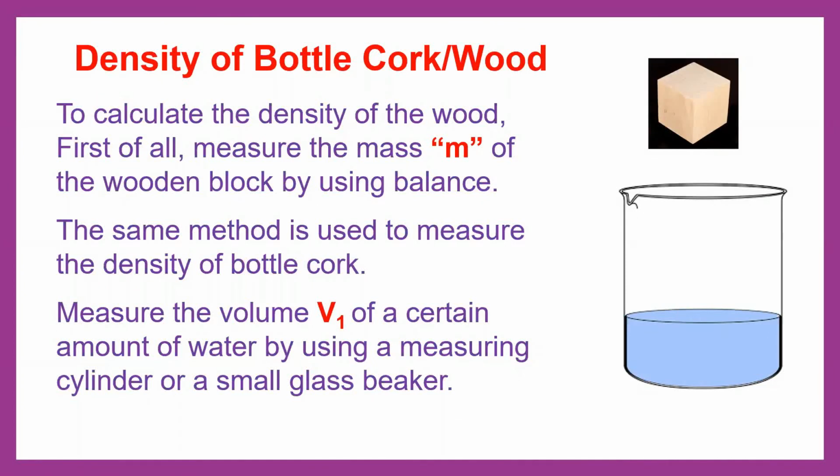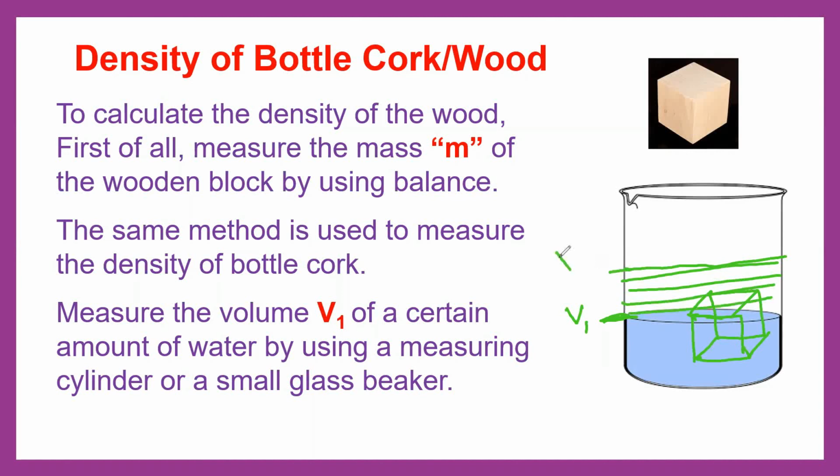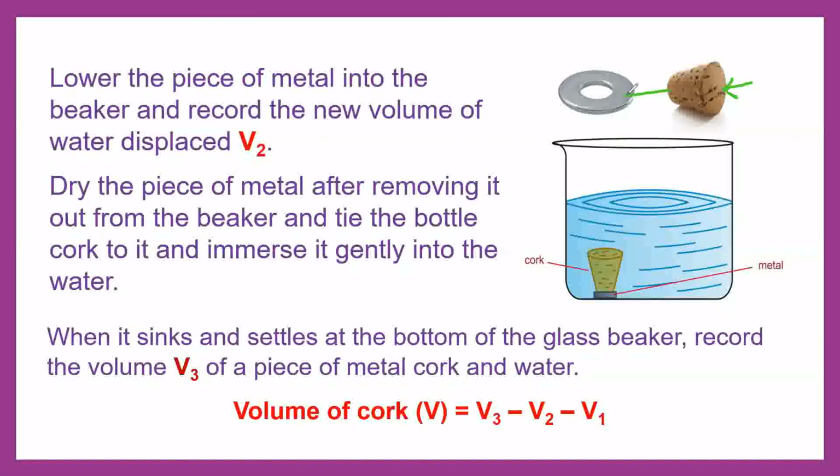So to calculate the density of the wood, first of all, measure the mass m of the wooden block by using the balance. The same method is used to measure the density of a bottle cork. First of all, we measure the volume V1 of the liquid only. And then we can dip the object inside and sure that the level of the liquid is going to rise. And we can find the second volume, V2. To find the density of the cork, first of all, we lower the piece of the metal into the beaker and record the new volume of the water displaced V2.